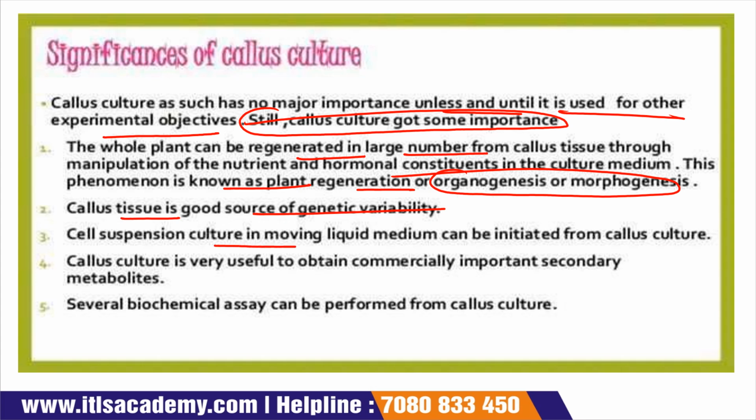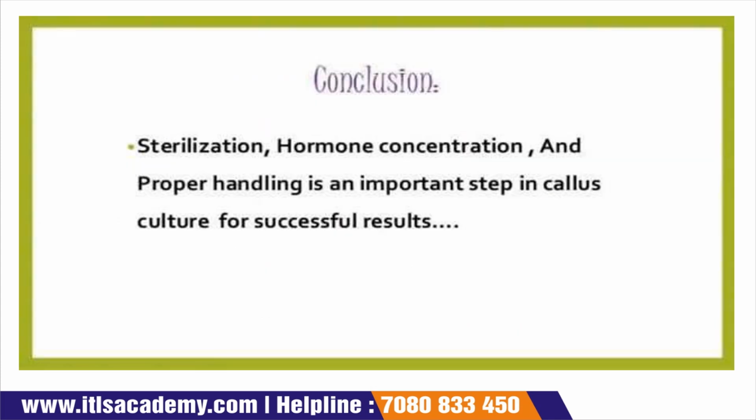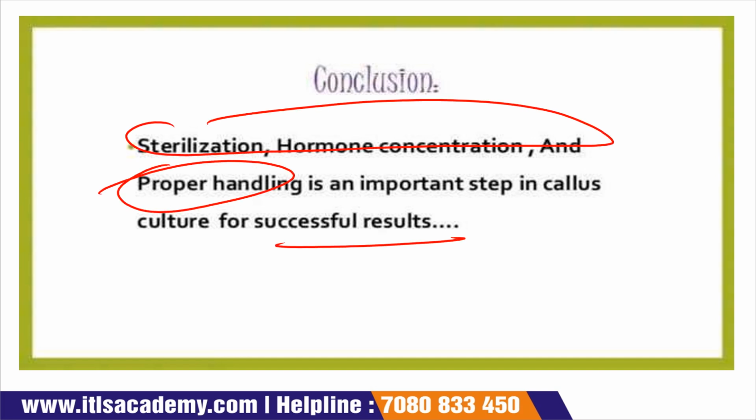Cell suspension culture in moving liquid medium can be initiated from a callus culture. Callus culture is very useful for obtaining commercially important secondary metabolites. Several biochemical assays can be performed from a callus culture. So the conclusion is that sterilization, hormone concentration, and proper handling are very important in callus culture for a successful result. These three things are very important: sterilization, hormone concentration, and proper handling.